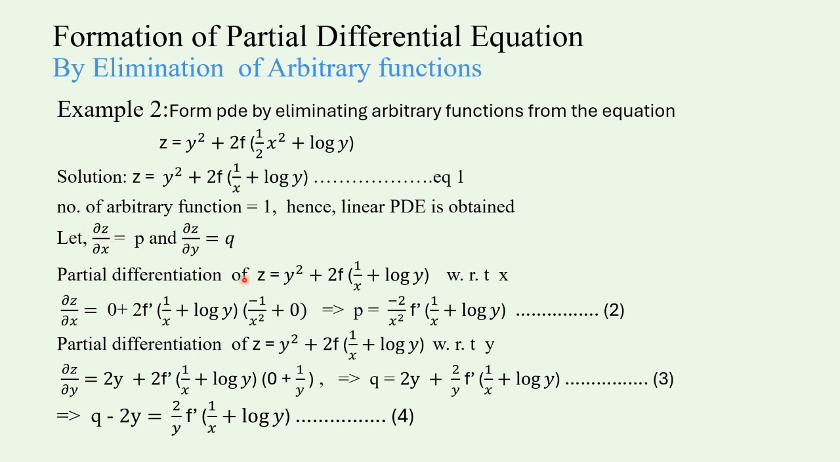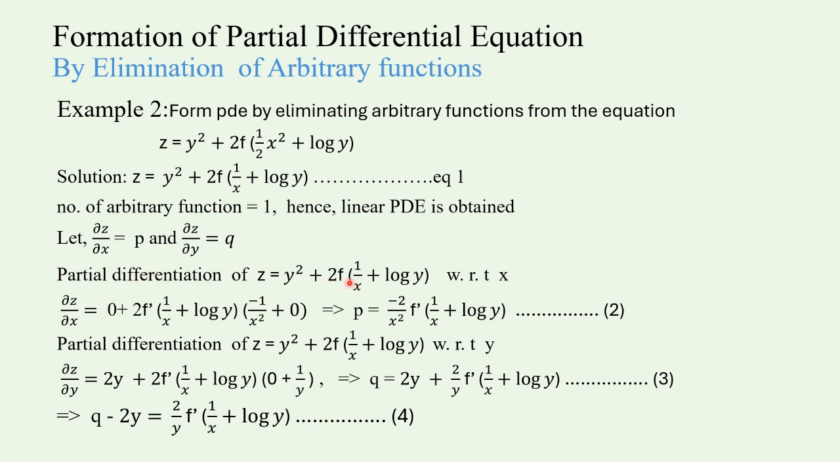Now we have to differentiate this with respect to x. z becomes dou z by dou x. This y term will become 0 on differentiation with x. That is, when we differentiate y square partially with respect to x, this term becomes constant. So differentiation of a constant is 0. So we get 0 here.